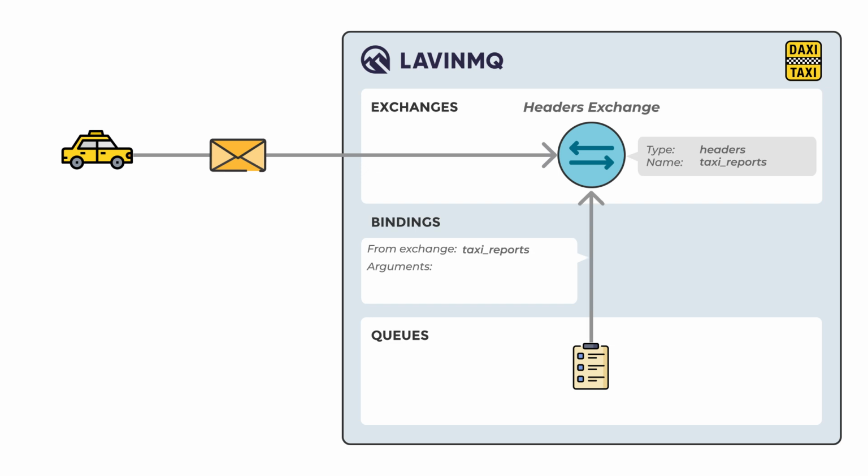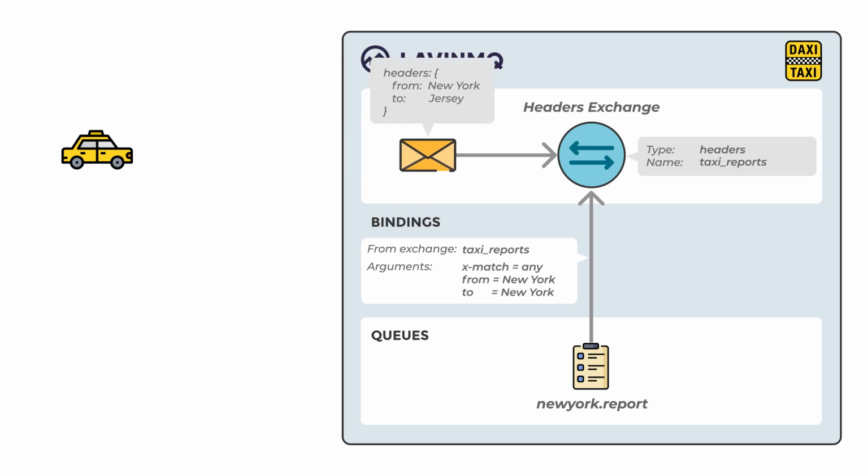A special argument named x-match, added in the binding between exchange and queue, specifies if headers must match all or any. In this example, one service writes a report for all taxis around Manhattan, New York, keeping track of fuel consumption and miles traveled. This data is included in the message. When x-match is set to any, together with the following arguments, the New York report receives all messages from taxis with trips from, to, or within New York. A trip that starts in New York and ends in Jersey will therefore be included.